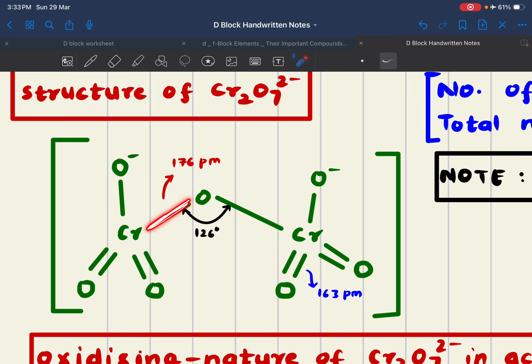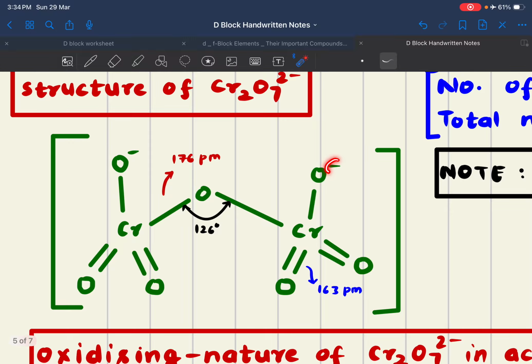Here we have a single bond whose bond length is 176 picometer. The bond angle is 126 degrees, and the double bond length is 163 picometer. Kindly note the negative, single, double. This negative charge is in conjugation with the double bond. It looks like a single bond, but in actuality it is a partial double bond, because the negative charge is in conjugation with the double bond. Here resonance comes in, and that's why all three of these bond lengths are the same.